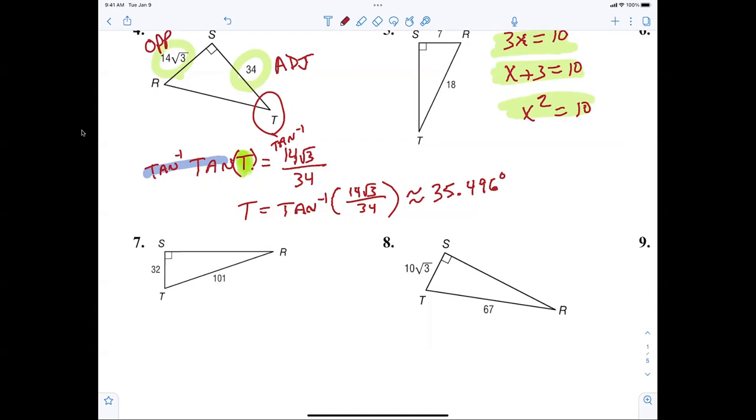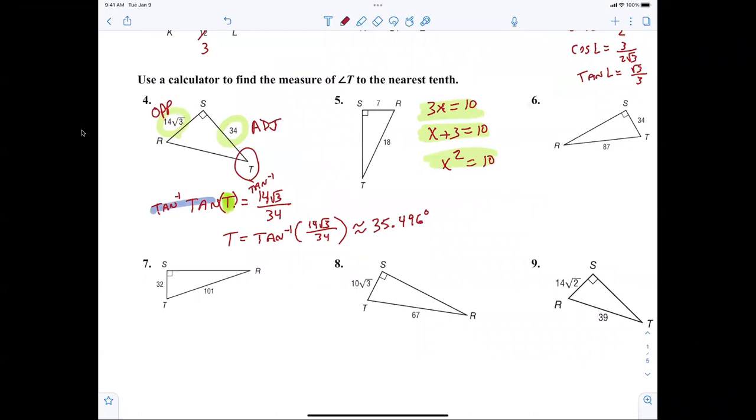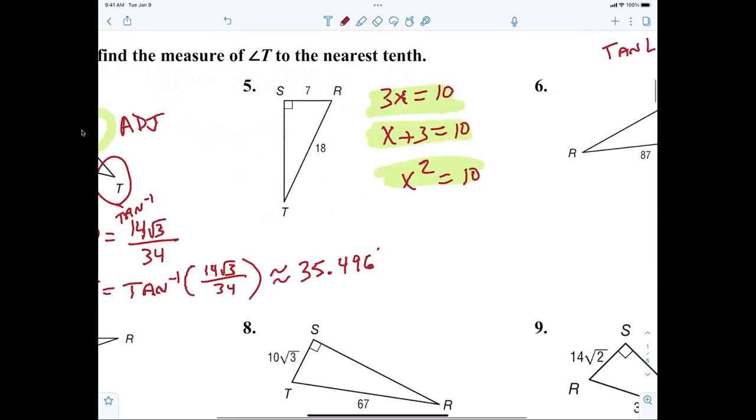Is anybody not able to get 35.496? Everybody's good with that? All right, so here we go. I'm on number 5 now. Let's see how good I am. Everybody's looking at number 5.